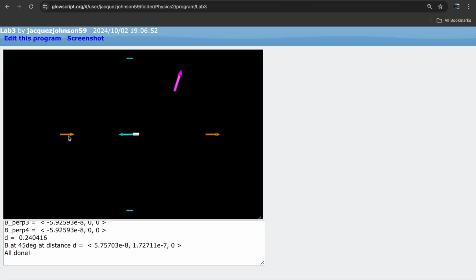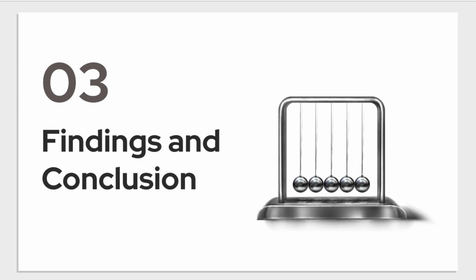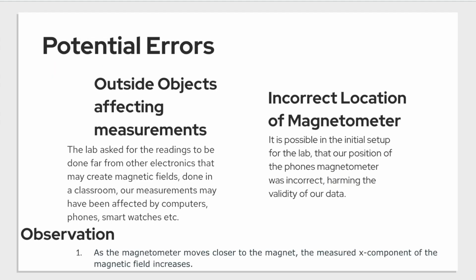So we see we have the 2 on axis pointing with the magnet, and then we have the perpendicular pointing the opposite direction. Okay, finally, for our findings and our conclusion, some potential errors. Of course, there's going to be outside objects affecting our measurements. The lab asked for the readings to be done far from other electronics. It was done in the classroom, so our measurements may have been affected by the multiple computers, phones, smartwatches, etc.